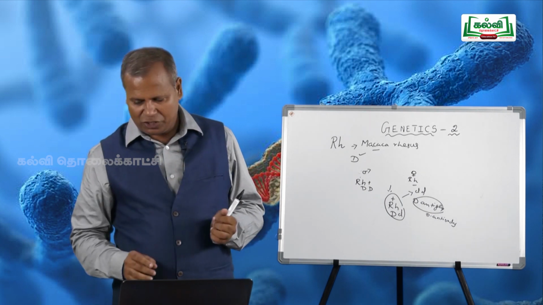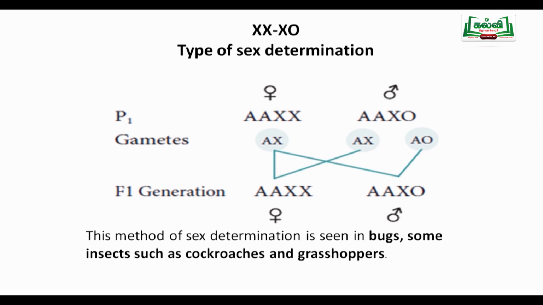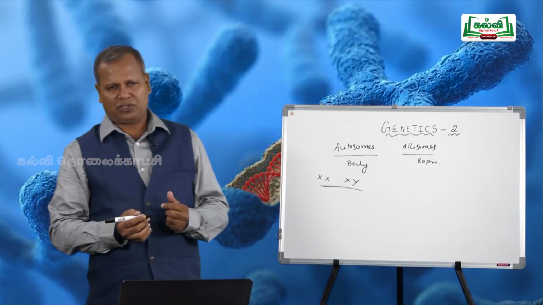Then is sex determination. Different types of sex determination are reported in animals. One is XX, XO type of sex determination. For sex determination, we have two different types of chromosomes. One is the autosome, another is the sex chromosomes, also known as the allosomes. The genes present in the autosomes control the body characters. The genes present in the sex chromosomes control the reproductive characters. XX, XY, like that, these are all the sex chromosomes which control the sex.